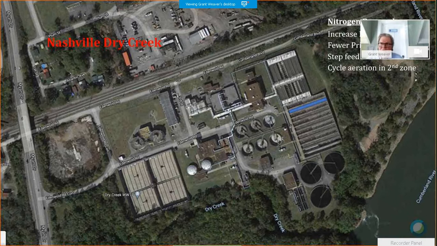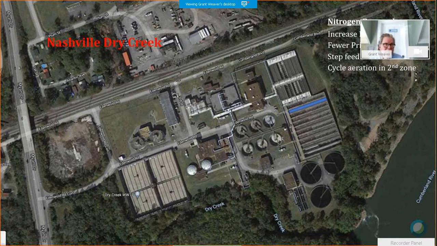Now this plant is staffed around the clock, and the operators there were required by the staff to come out and open and close aeration drops a couple times every cycle, around the clock, in all weather, during this pilot study, because they didn't have any automatic controls that could change the aeration in that second zone.